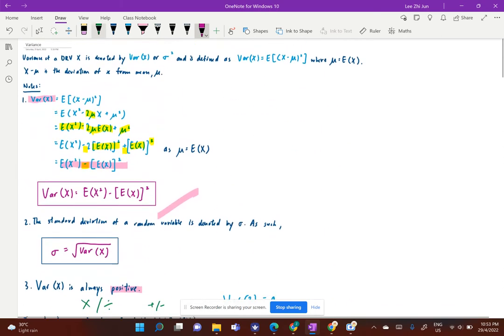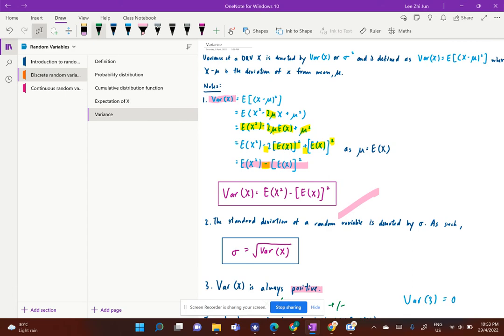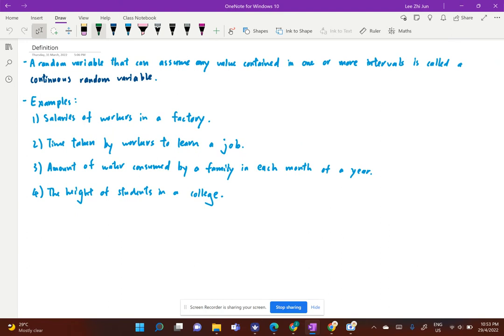Okay, here is the end of the discrete random variable, and I go to the continuous random variable, which is the last topic. A continuous random variable is a random variable that can assume any value contained in one or more intervals. Examples are the salary of workers in a factory, time taken by workers to learn a job, amount of water consumed by a family in each month of a year, and the height of students in a college. As these values lie in an interval and cannot be counted in detail, it's continuous.